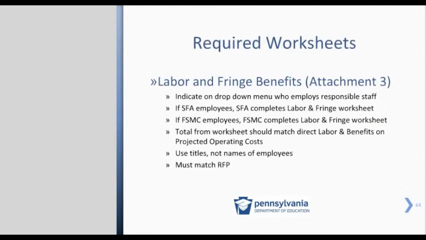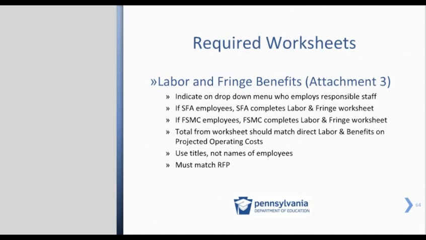Labor and Fringe Worksheet is Attachment number 3. The Labor and Fringe Worksheet lists the site, position, and wages for each staff member. Please indicate at the top of the page by clicking on the down arrow whether the FSMC or the SFA will be retaining the employees. Remember, the selection must match the Cost Responsibility Worksheet as well as page 14, section 12B of the RFP.